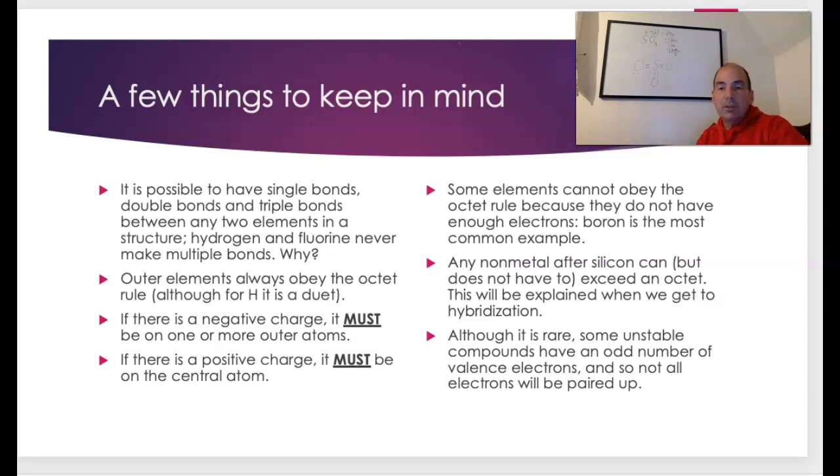And that has to do with something called hybridization, which comes up later in the unit. So for now, just understand that any nonmetal after silicon, not including silicon, can exceed an octet. And yes, it is possible once in a while that you're going to end up with an odd number of electrons, and so you can't pair everything up. But it's very rare, and that's not really going to come up all that much for us.